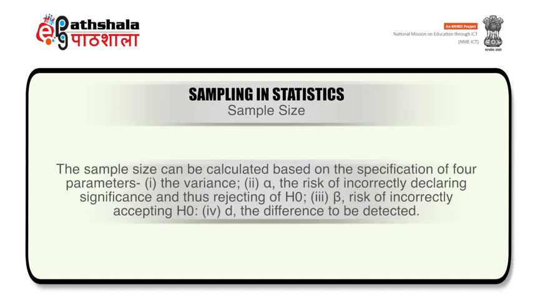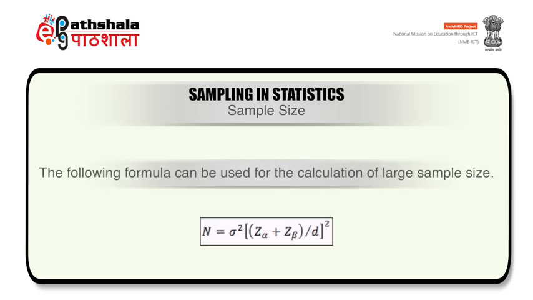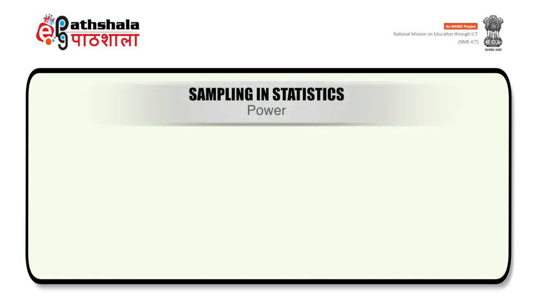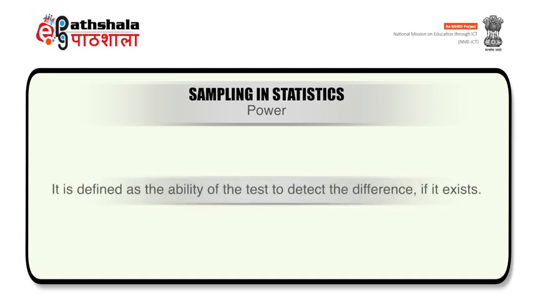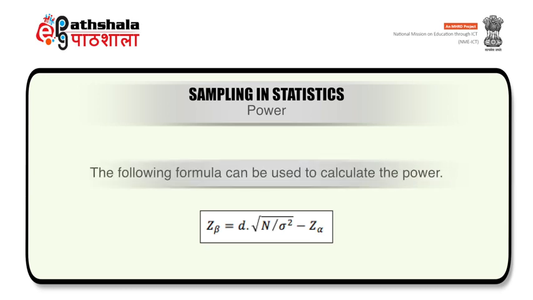The sample size can be calculated based on the specification of four parameters. First is the variance. Second is alpha, the level of significance, the risk of incorrectly declaring significance and thus rejecting the null hypothesis. Thirdly, beta, the risk of incorrectly accepting the null hypothesis. Fourth is D, the difference to be detected. The following formula can be used for calculation of a large sample size as you are seeing on your screen. Thirdly, we have power. It is defined as the ability of the test to detect differences if they exist. The following formula that you are seeing on your screen can be used to calculate the power.